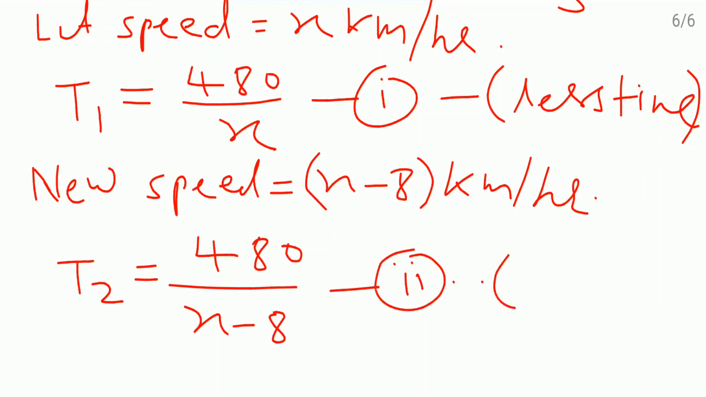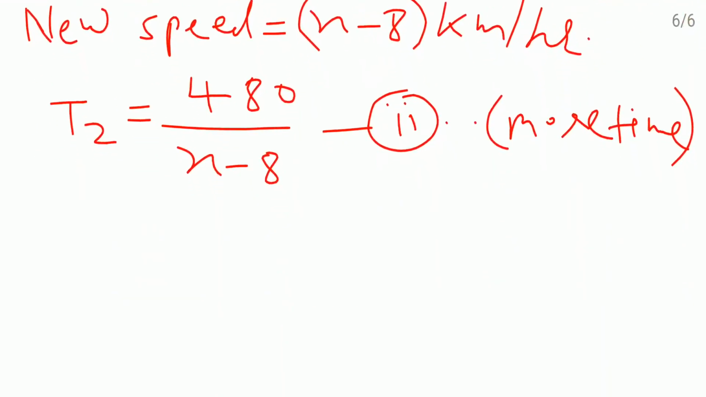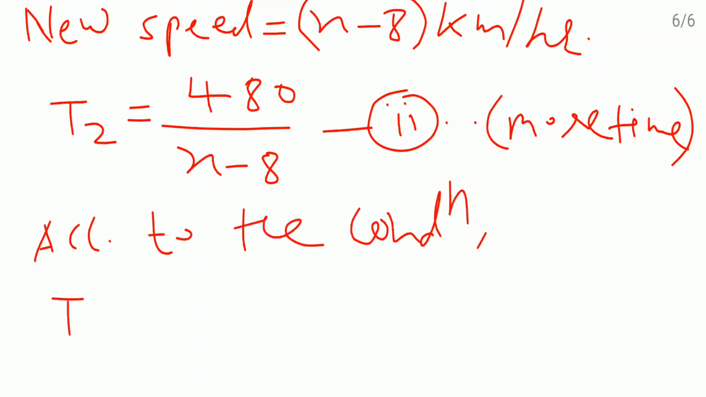Now as the speed is reduced, you will require more time. So this one I will write down more time. Correct? Now they are saying if the speed is reduced, then for the same distance the train will require 3 hours more. Right? So what I will do here? More time minus the less time is equal to 3 hours. So here according to the condition, T2 minus T1 is equal to 3 hours.